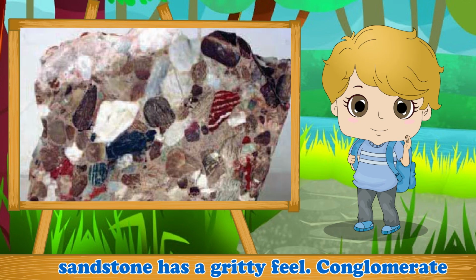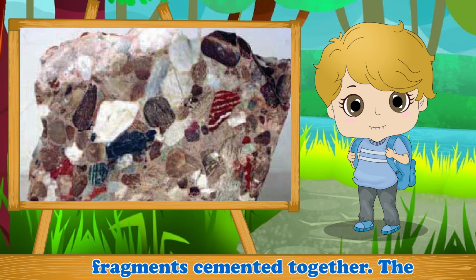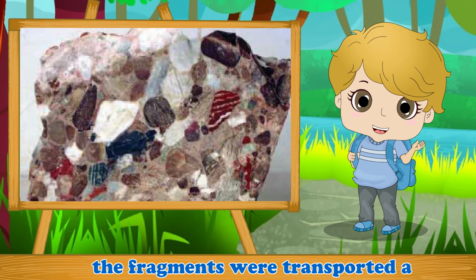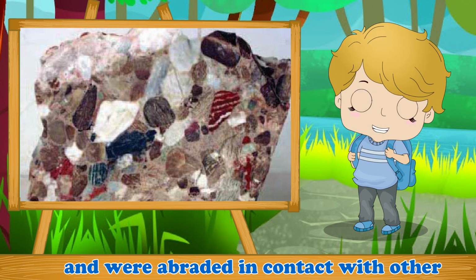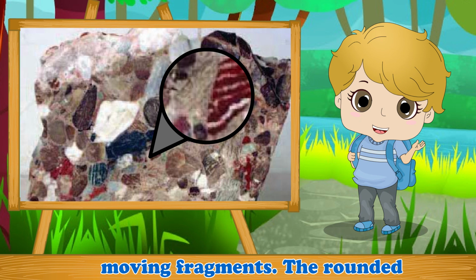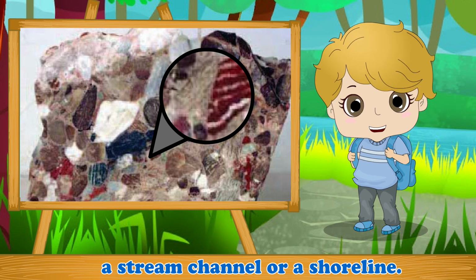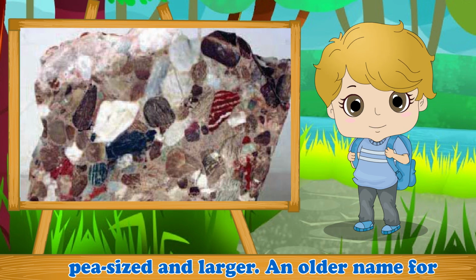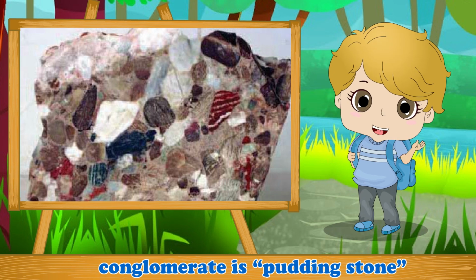Conglomerate. Conglomerate is made of rounded or semi-rounded rock fragments cemented together. The rounding of the fragments implies that the fragments were transported a substantial distance from their source and were abraded in contact with other moving fragments. The rounded fragments were probably deposited along a stream channel or a shoreline. Fragments within a conglomerate are pea-sized and larger. An older name for conglomerate is pudding stone.